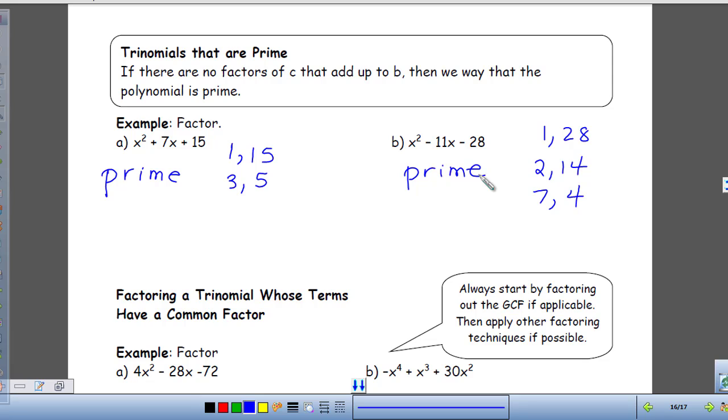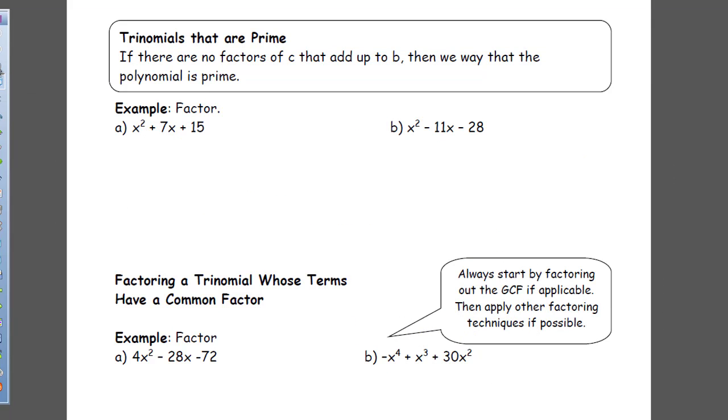Questions about that? Well, 7 and 4: remember, one has to be positive and one has to be negative. If it's positive 7 and negative 4, that's going to give us 3. If it's negative 7 and positive 4, that gives us negative 3. So it doesn't work. All right, other questions? Okay.